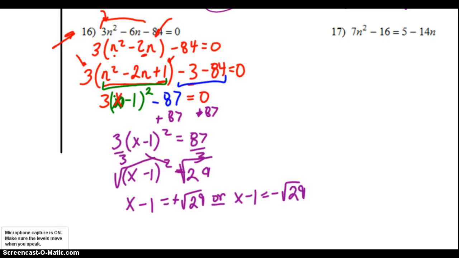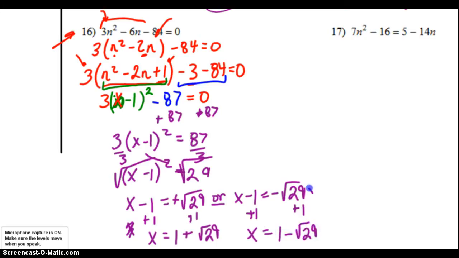And so I'm going to leave that as a radical for now, as a square root, and keep going to add 1 to both sides of both equations, and x either equals 1 plus the square root of 29, or x equals 1 minus the square root of 29. Remember, I can't actually add these two things together because one's under a square root, one's not. They're not like terms. I can't do that. So these are my answers. X equals 1 plus the square root of 29, or x equals 1 minus the square root of 29.